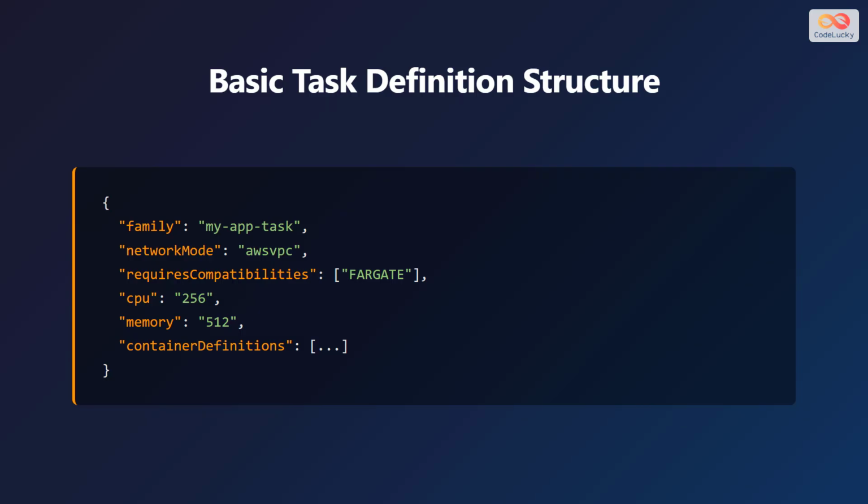Let's look at the basic structure of a task definition. The family field gives your task definition a name, like my-app-task. Network mode defines how containers communicate. Here we use awsvpc. requiresCompatibilities specifies the launch type, in this case Fargate. CPU is set to 256 and memory to 512, both in string format. The container definitions array will hold the detailed configuration for each container.